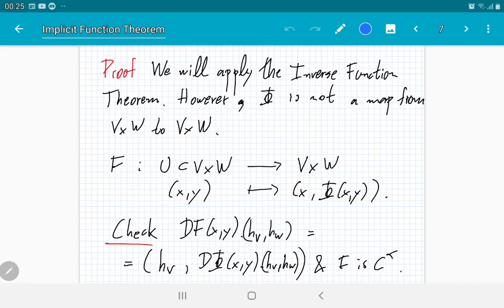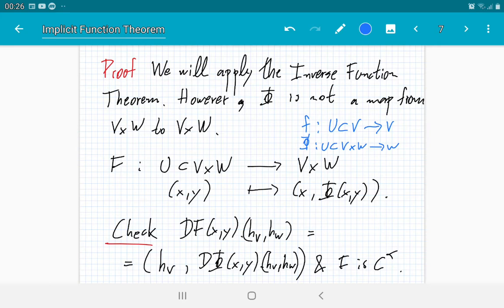How do we do this? If we try to apply the inverse function theorem, we sort of stop at step 1, because in order to apply the inverse function theorem, you need a function from a subset of a Banach space to that same Banach space. And here, phi is a mapping from V times W to W. So these spaces are not the same. So potentially V times W is higher dimensional, much more complicated than W by itself.